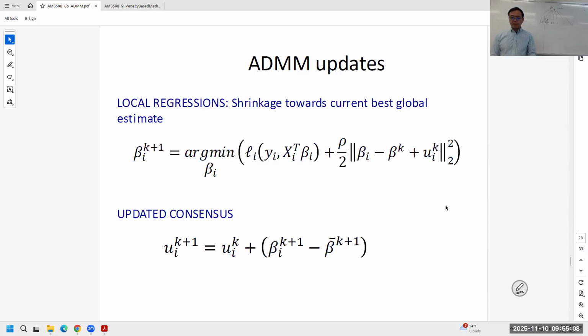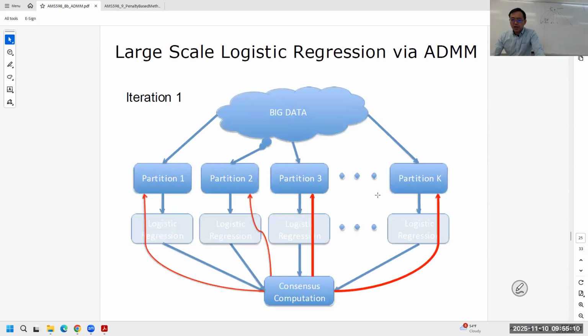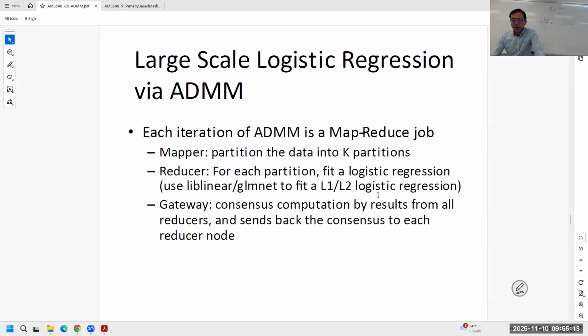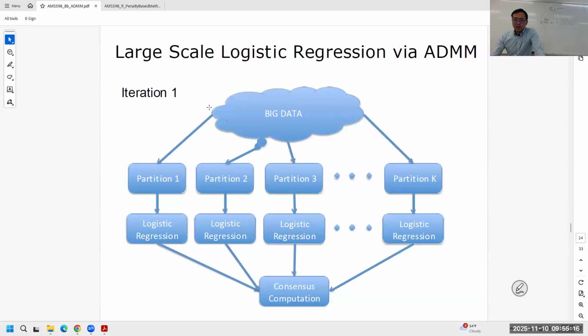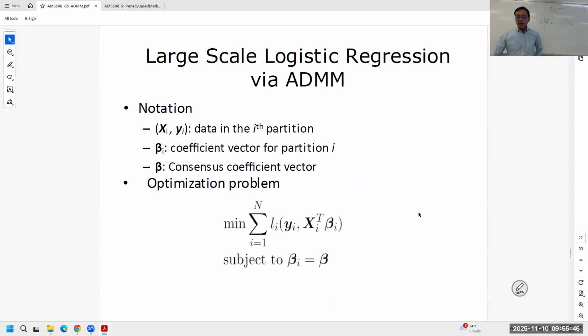Now, for the ADMM update, if we apply this to the logistic regression, basically what it does is we have data. We can partition them into K segments. Now, for each segment, we can run the logistic regression, then this will be a local update. Once you run each logistic regression, you have sets of the parameter beta for each part of the data. Then you can calculate consensus and go back and forth, just like we did before.